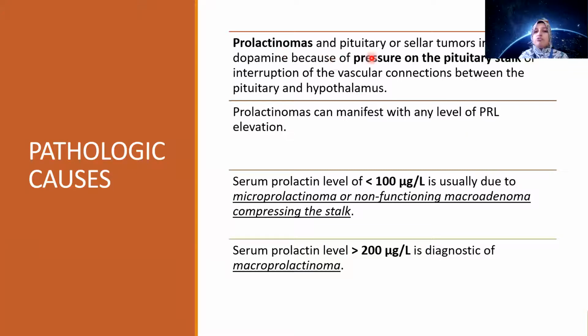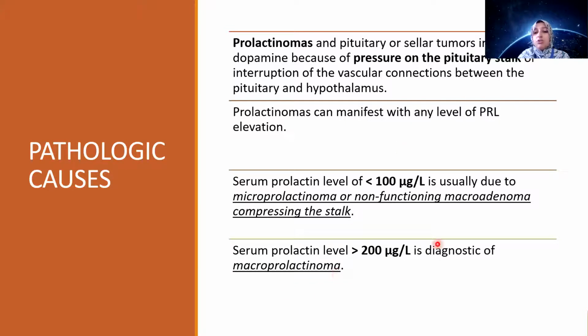Prolactinomas, obviously, and pituitary or parasellar tumors, they inhibit dopamine because of pressure on the pituitary stalk or interruption of the vascular connection between the pituitary and hypothalamus. As a result, the dopamine inhibitory effect is gone. Prolactinomas can manifest with any level of prolactin elevation, but when the serum prolactin level is less than 100, this is usually due to either a microprolactinoma or a non-functioning macroadenoma, which is compressing the stalk.